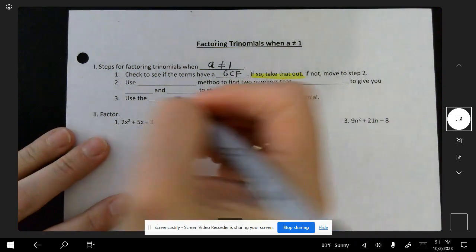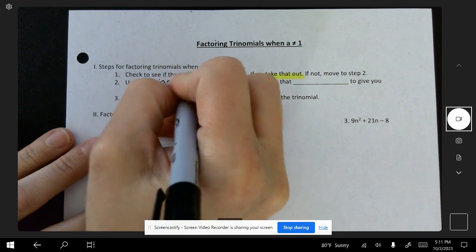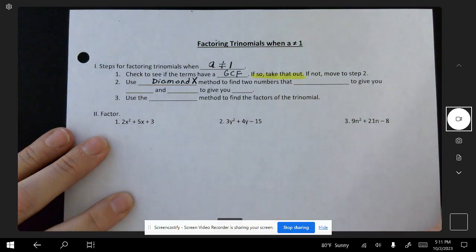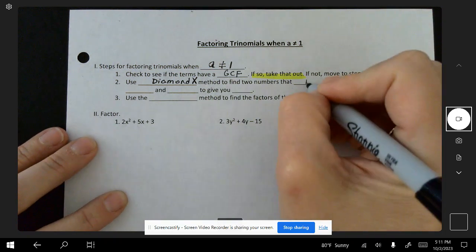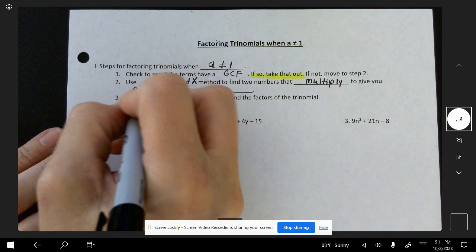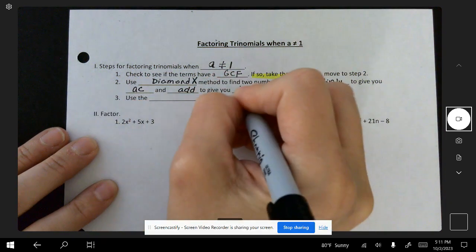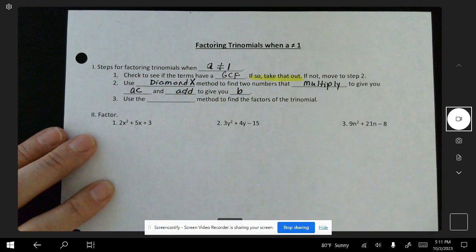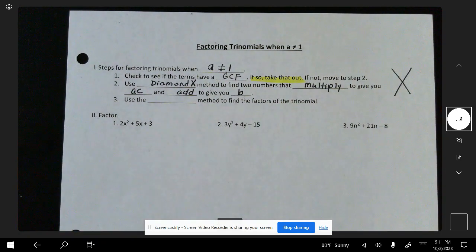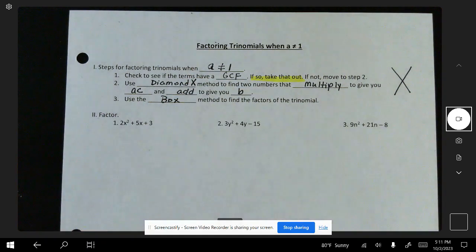Then you're going to use the box or the diamond method. That's that X. Okay, so you're going to use the diamond method. If you need to, put the big X like that to find two numbers that multiply to give you A times C and that add to give you the B. That's like what we did in the big X when we were talking about A equals 1. And then you're going to use the box method to find the factors of the trinomial.